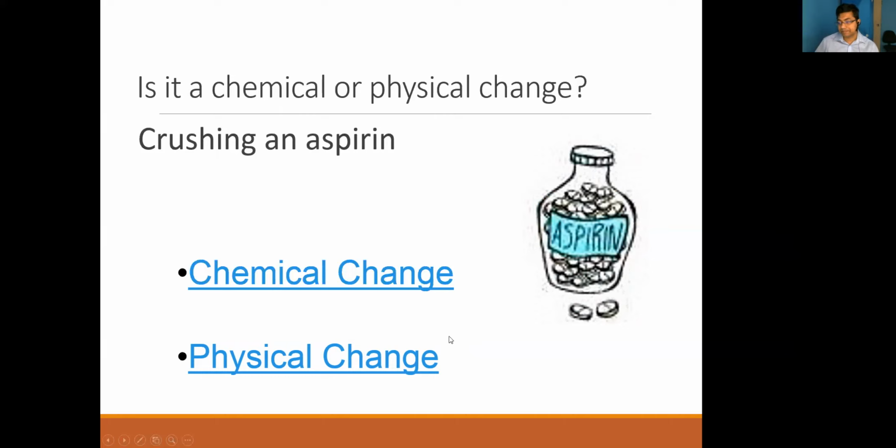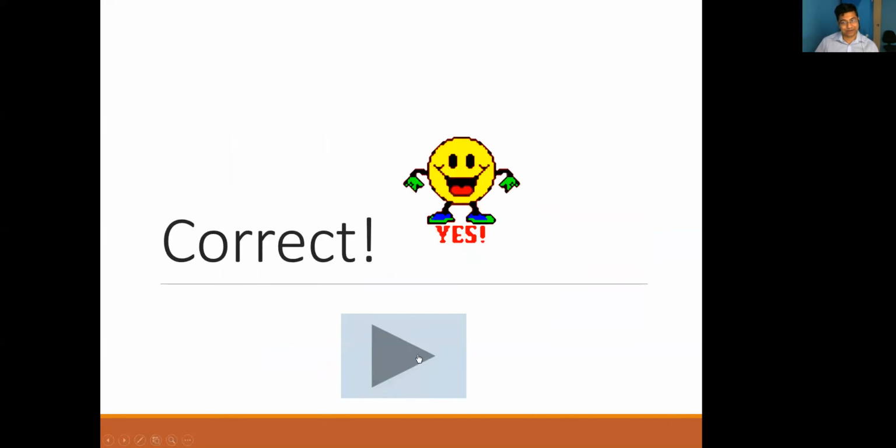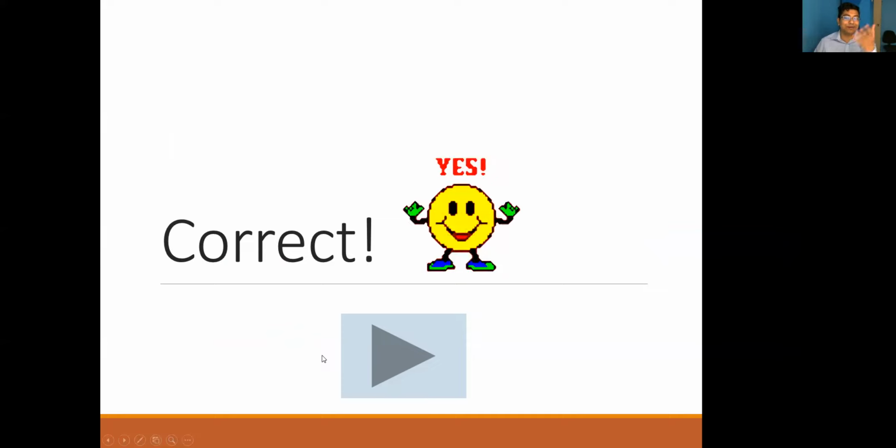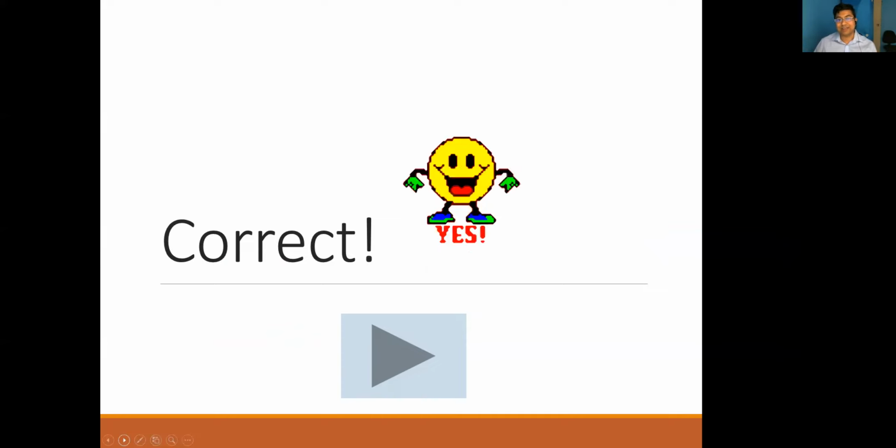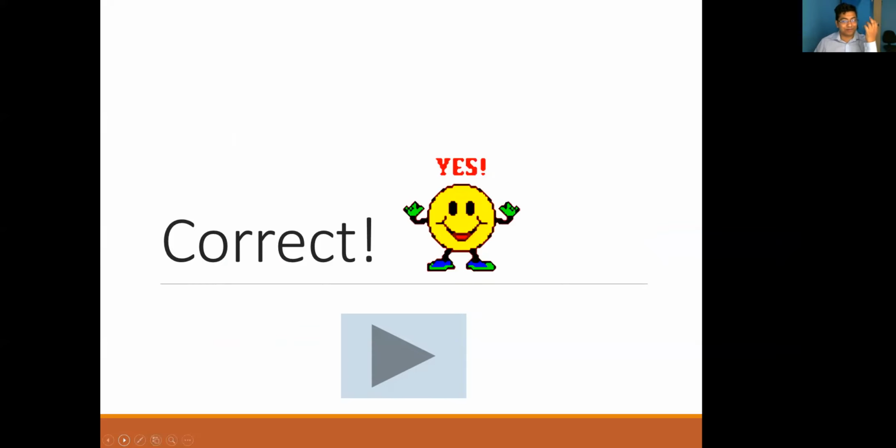Physical change. Let's try. Correct. You are just crushing the aspirin. We are doing nothing, right? It's just changing the shape. Initially, it was a solid tablet. Now it's a powder.